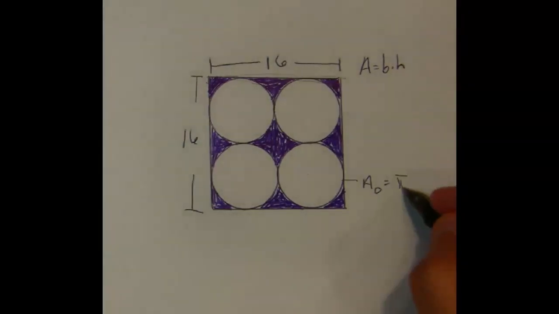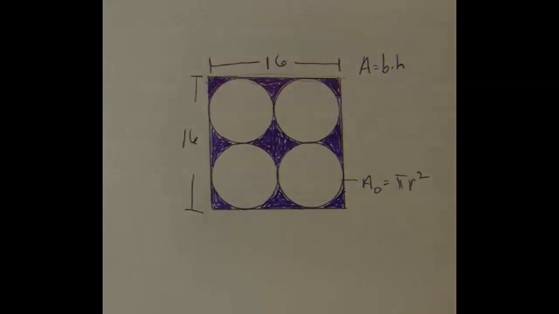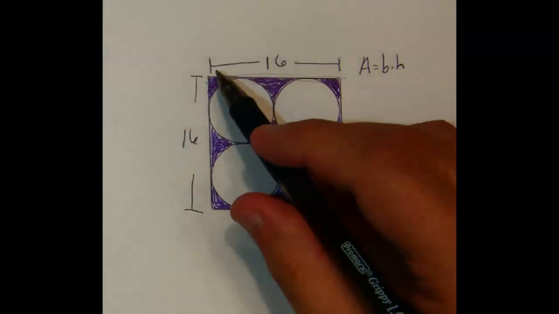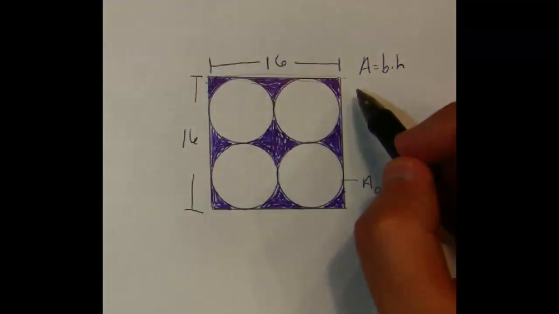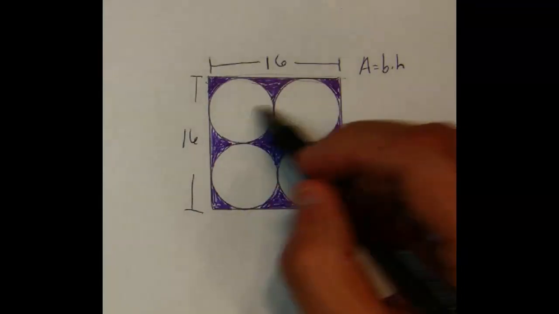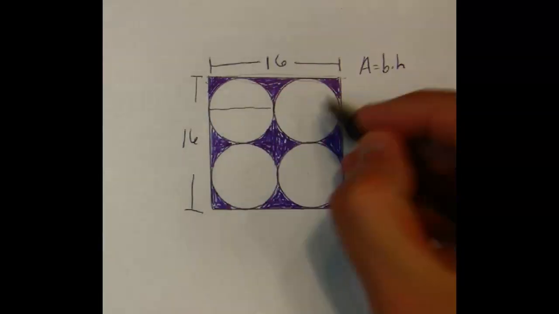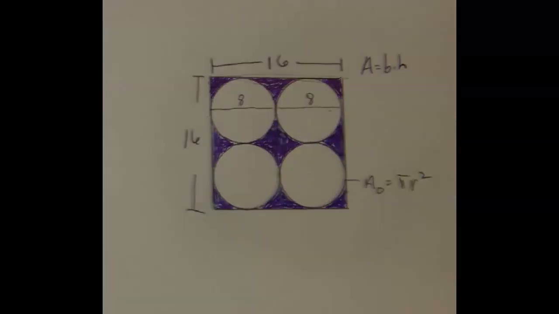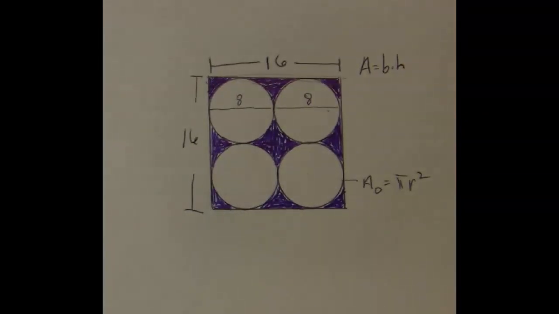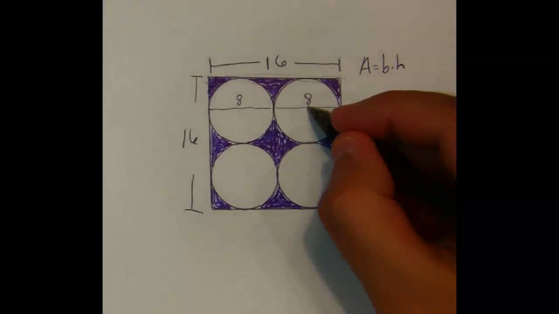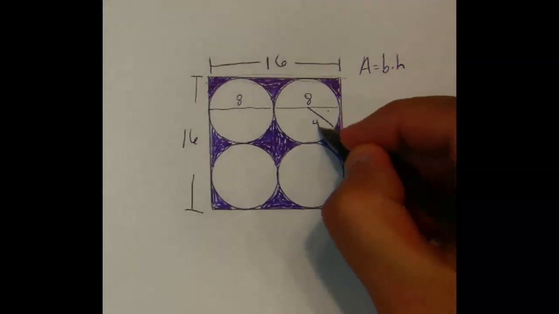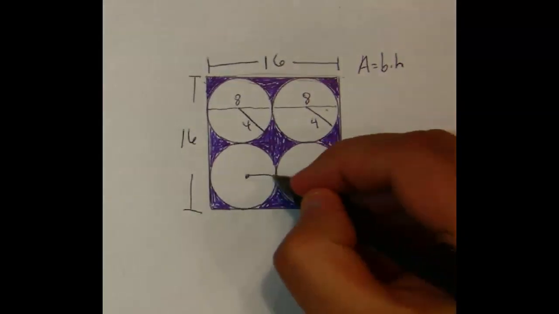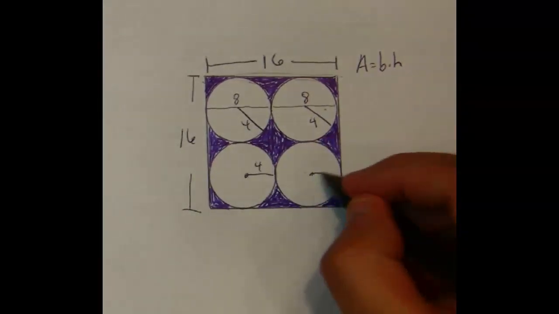Now how are we going to find the area of the circles? Well, it is pi r squared, and we have 16 going from one end to the other. Well, if these circles are identical, then these 2 diameters would be 8 and 8. Well, if the diameter is 8, that means the radius is 4. So in each of these circles we have a radius of 4.